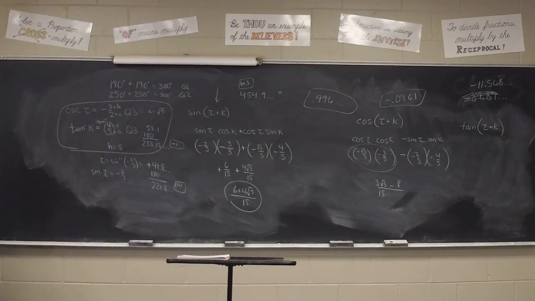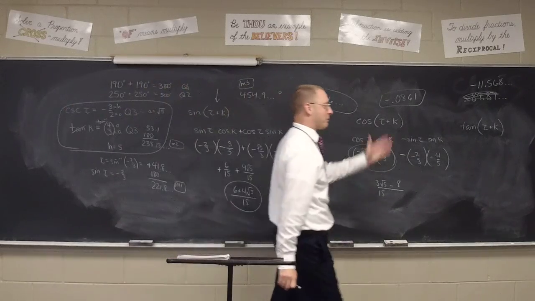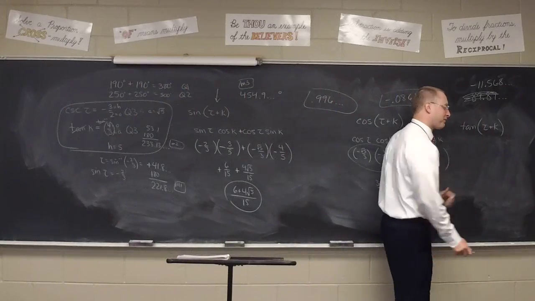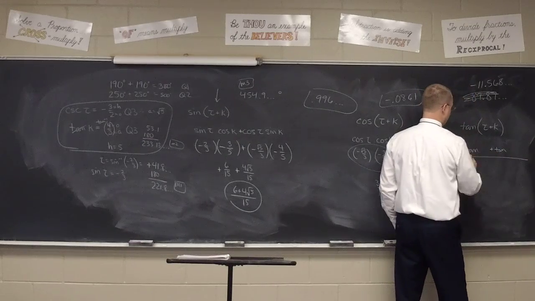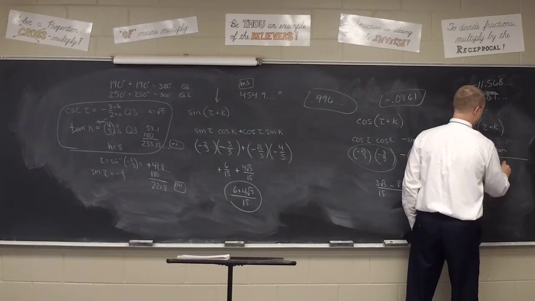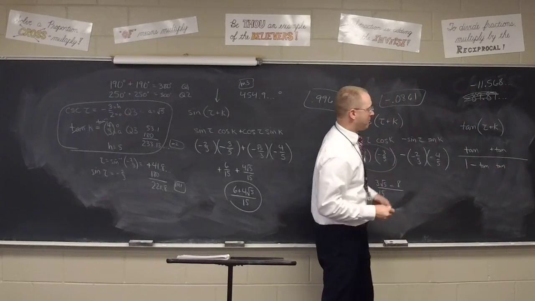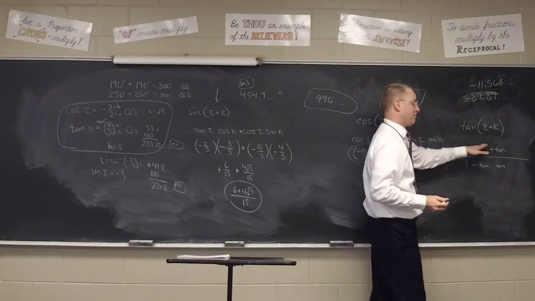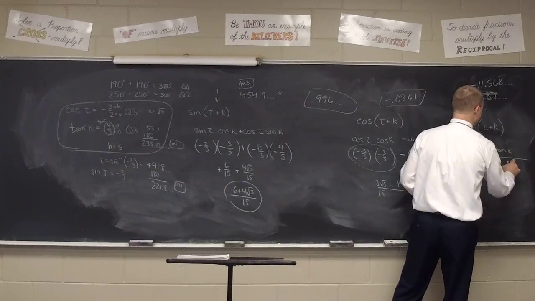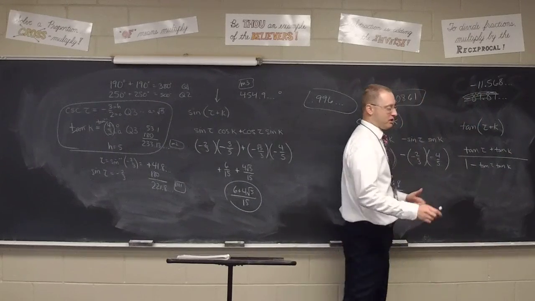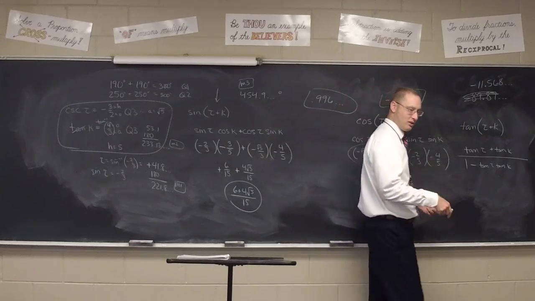How do I find the tangent of tau plus kappa? What do I do anytime I see tangent of a sum or difference? Tangent plus tangent all over 1 minus tangent tangent. Unless it were a minus, then it'd be tangent minus tangent over 1 plus tangent tangent. And we're dropping the tau and the kappa and the tau and the kappa.